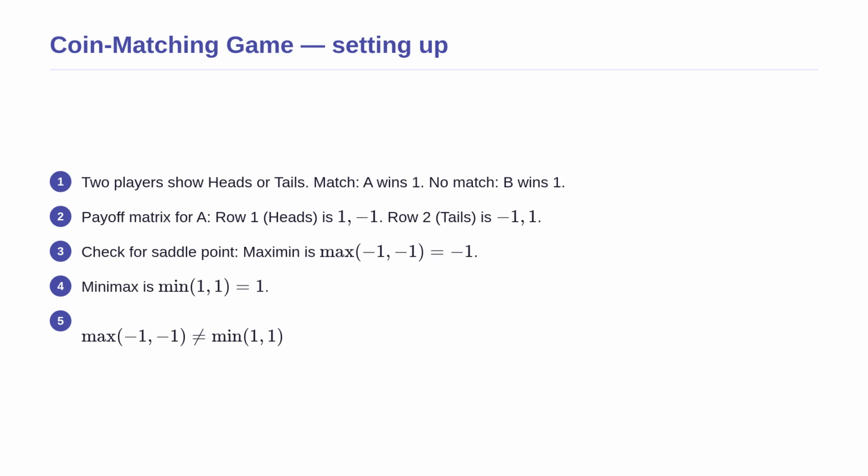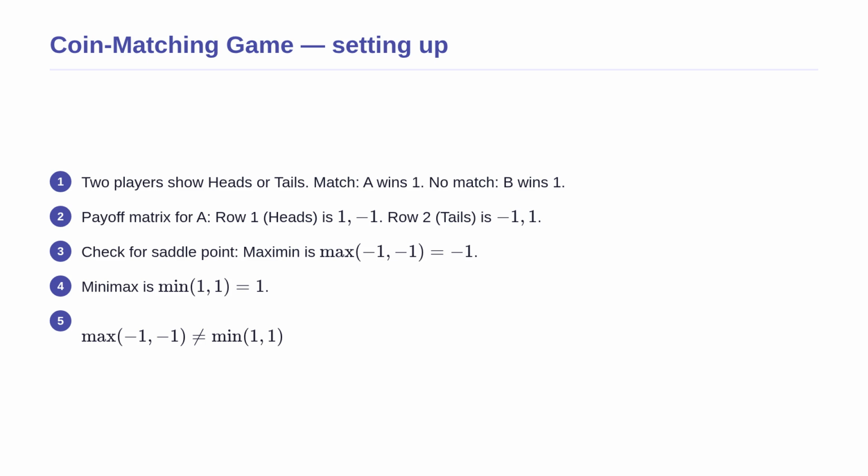Consider a simple coin matching game between two players. Both players secretly choose to show either heads or tails. If the coins match, player A wins 1 unit. If they do not match, player B wins 1 unit, meaning player A's payoff is -1.